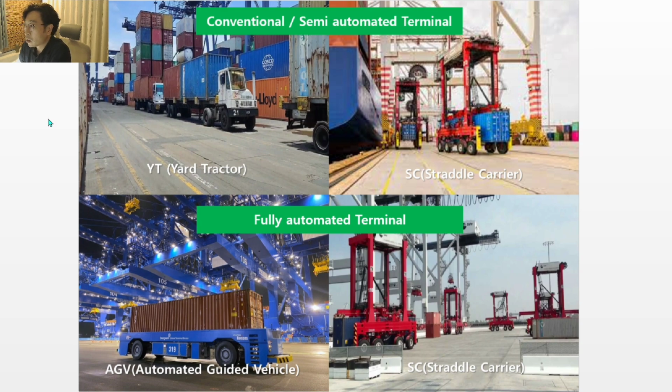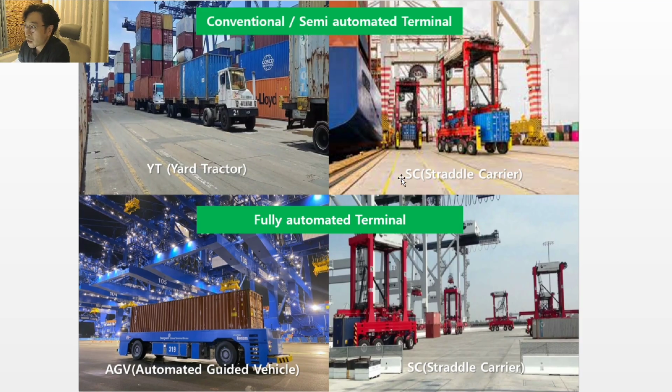Before I explain about the phases of terminal automation, we're going to see what types of transport equipment are used in conventional and in semi or fully automated container terminals. These two pictures are YT, yard tractor, and straddle carrier. Somebody says shuttle carrier or straddle carrier. Both words are the same thing.